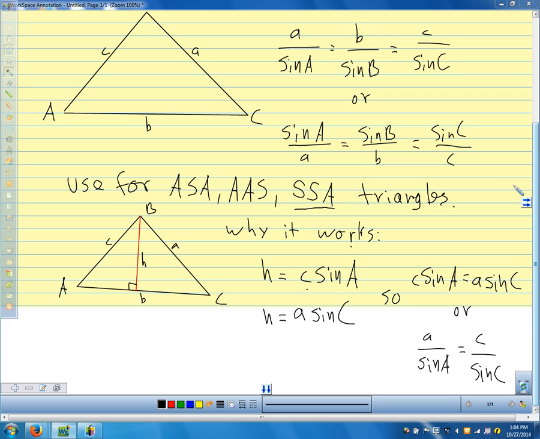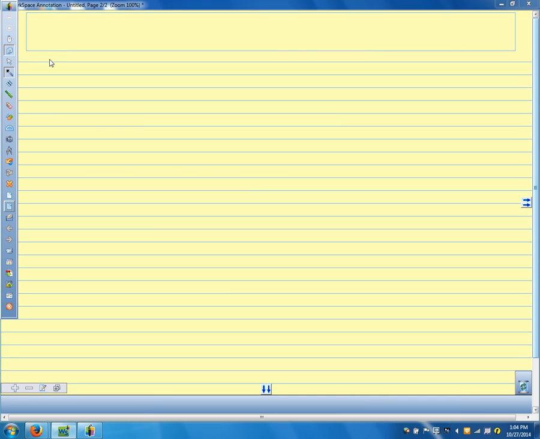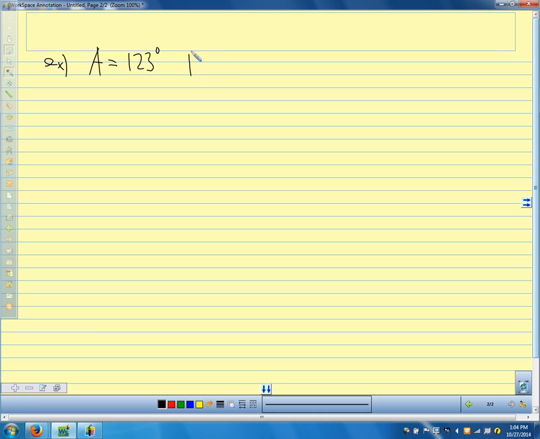Okay, all I want to do is go through a couple of quick examples of using the law of sines. We're going to use it for angle side angle, angle angle side, or side side angle. We'll talk about the side side angle triangles tomorrow. So let's go through a couple of examples. Let's say that angle A equals 123 degrees, angle B is 41 degrees, side a equals 10 inches, and we want to find side c.